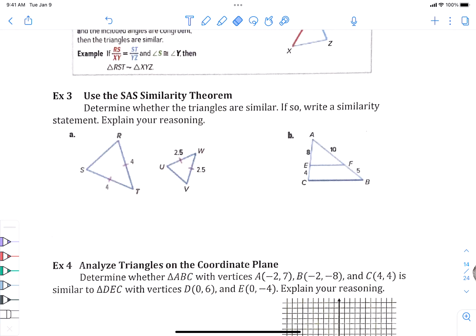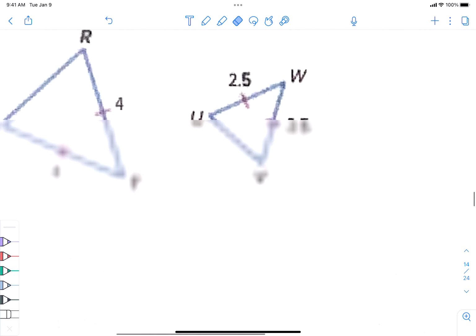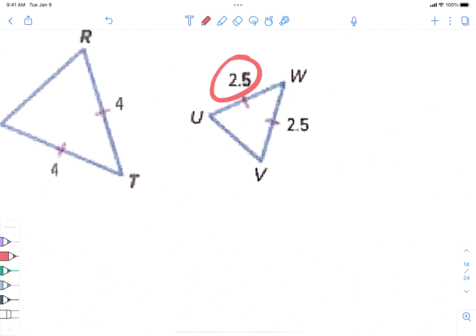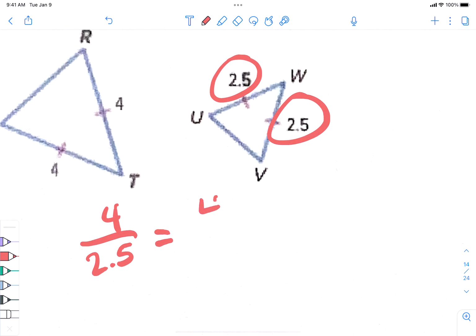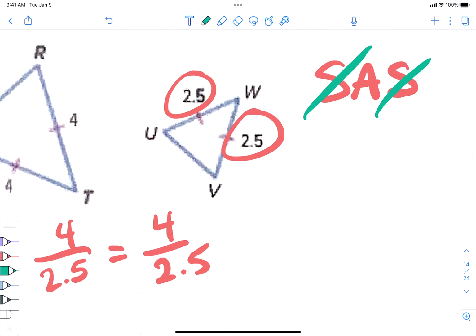These are going to be side angle side ones, okay? And A and B, we're just determining whether or not they give us enough information to determine side angle side, okay? So, if I look at the sides, this one is 4 and this one is 4. So we have an isosceles triangle, we have an isosceles triangle. If I do 4 over 2.5, that's obviously going to be the same as 4 over 2.5, right? So out of my side angle side, I can check off this one, this one. I have to have the angle in the middle, right?